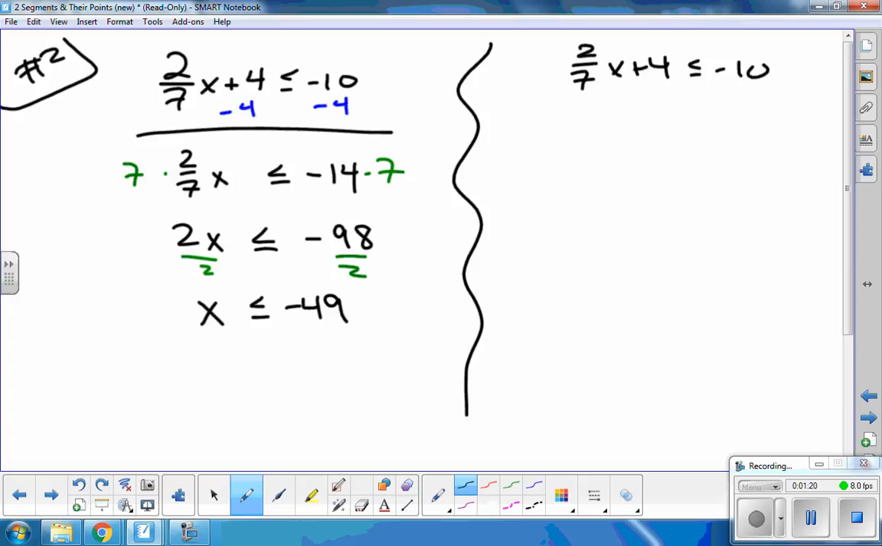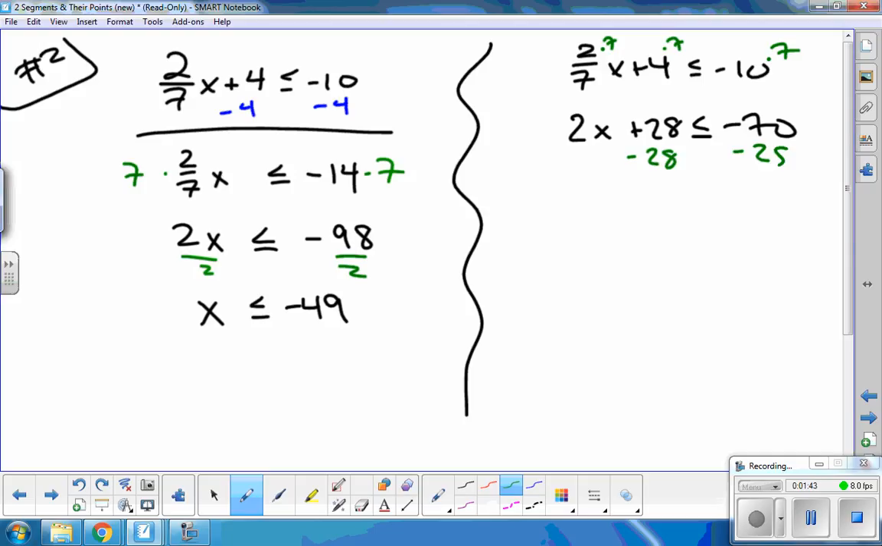Now I'll show you the other way to solve it. Some people don't like fractions at all, so they might actually choose to multiply by 7 right away. But when they do that, you have to multiply everything by 7. So this would be 2x plus 28 is less than or equal to negative 70. I didn't have to switch the sign because I multiplied by a positive.